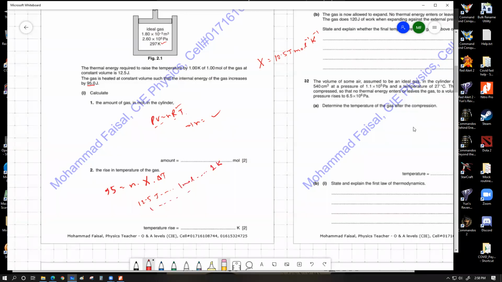Therefore, 1 joule increases it by 1 by 12.5. Therefore, 95.0 joule increases it by, for this many mole, whatever you get from this amount, you place it right over here. So you write 1 into that number into 95.0 divided by 12.5. This would also get you this number, but I'm not sure whether the examiners would actually like to see an application of unitary method at your level. So I'm just going to check the mark scheme for this one.